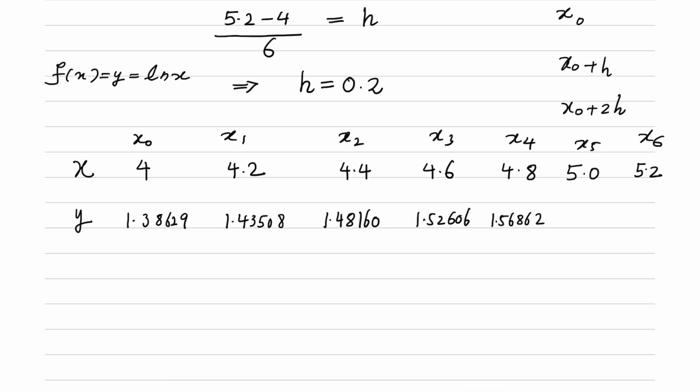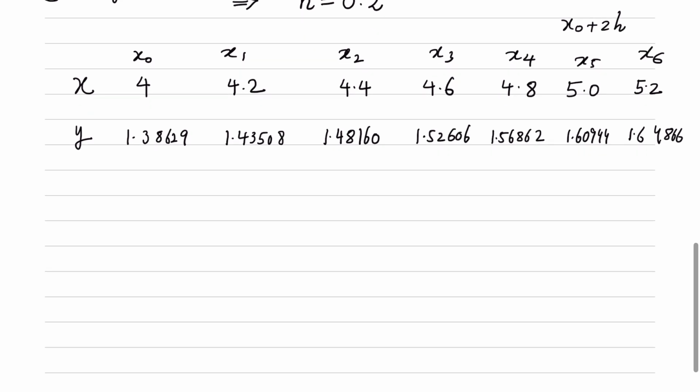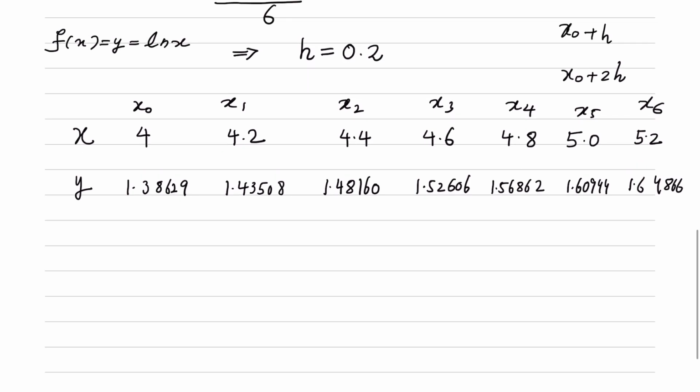For 4.8, we get from ln x 1.56862. When we plug 5 in ln x, we get 1.60944. For 5.2, we get 1.648866. So now that we have x values and y values, we have the value of n, which is 6, and we have h, which is 0.2. Let's plug in these values in Simpson's 3/8 formula.